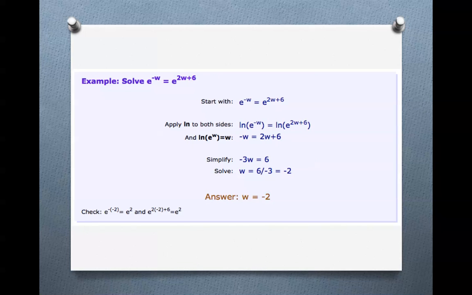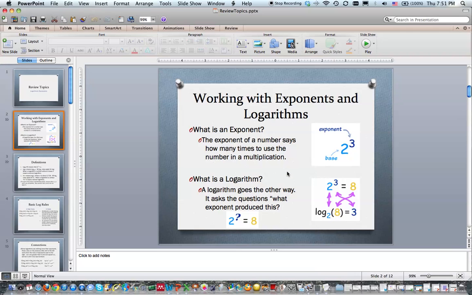So solve e to the negative w equals e to the 2w plus 6. So apply ln to both sides. ln of e to the negative w is going to equal negative w. And over here, ln of e to the 2w plus 6 is going to equal 2w plus 6. Therefore, we really just have negative w equals 2w plus 6, which simplifies to negative 3w equals 6, and w equals 6 divided by negative 3, which is negative 2. And below is how you can check that. And that's it.